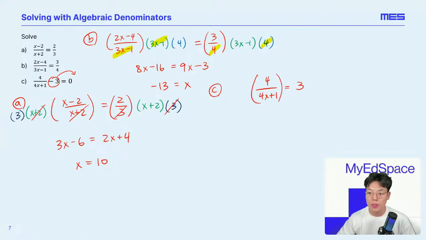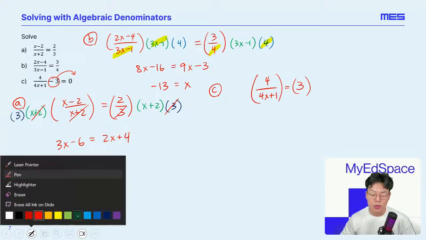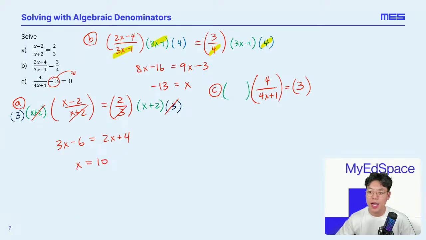What can we multiply both sides by here? I'm going to use green. I can multiply both sides by the entire denominator on the left side of the equality, right? 4x plus 1. This one might be the easiest one so far, right? And it only looks much easier here because we moved that negative 3 on the left side of the equality to the other side of the equality.